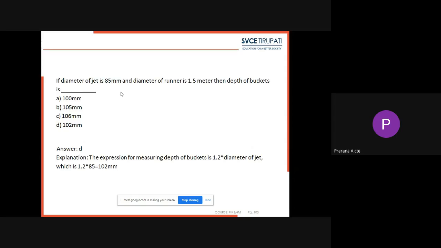So the expression for measuring depth of the bucket is 1.2 times the diameter of the jet. So we have the diameter of the jet as 85 mm and we have the equation 1.2 times the diameter of the jet. So substituting all this, we can get the value as 102 mm.